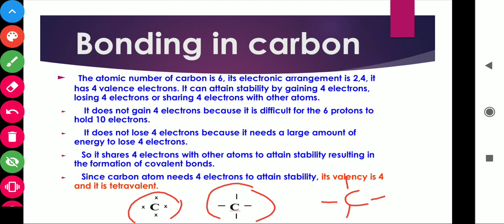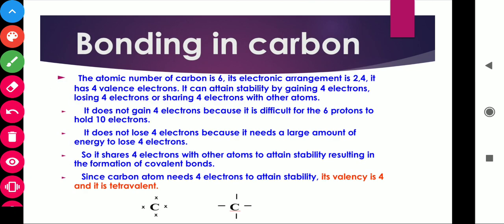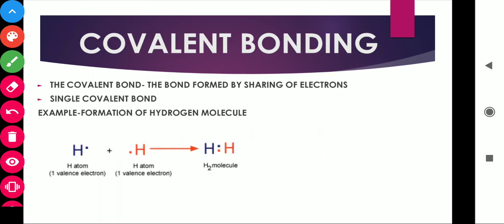How the covalent bond is formed and how many types of covalent bonds there are, we will study now. Covalent bond is formed by sharing of electrons. Now, how many electrons can be shared? Either one electron from both elements, two electrons from both elements, or three electrons from both elements. Let's discuss one by one.